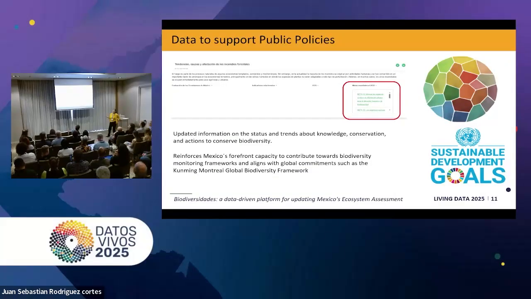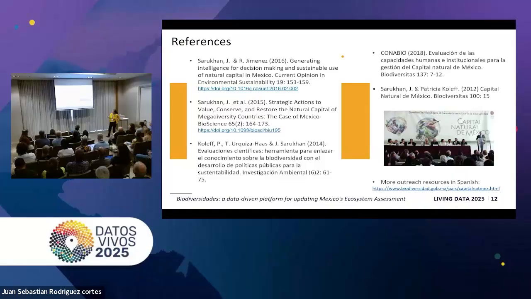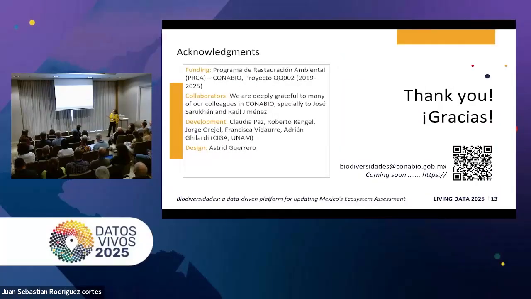So we think that with this platform, we are going to help to support the public policies to report to the Kunming-Montreal goals, also the sustainable development goals. And here are some references of the things we have published since we started doing this national assessment. It has a big launch, and there are lots of outreach resources in Spanish. And so with that, it's coming soon, the platform itself.